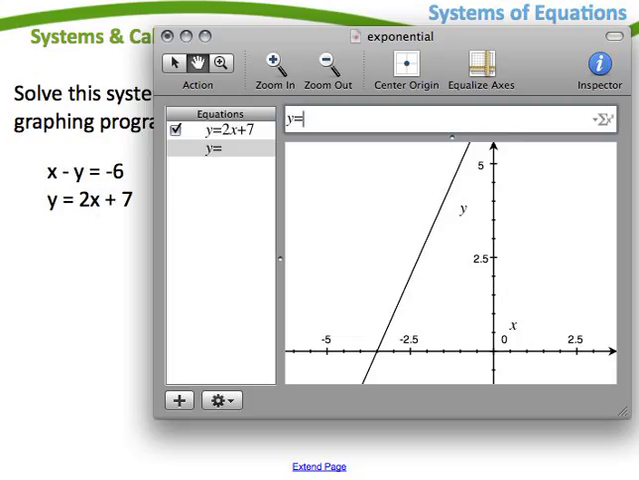Oh, there we go. So let's type the first one in again. x minus y equals negative 6. Good. There we go right there.